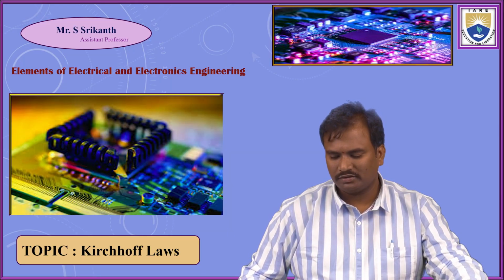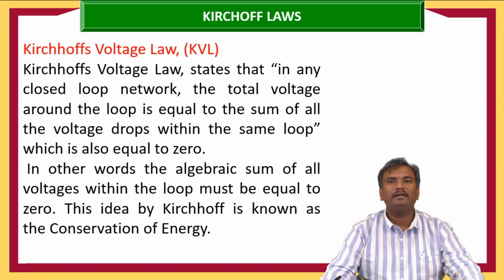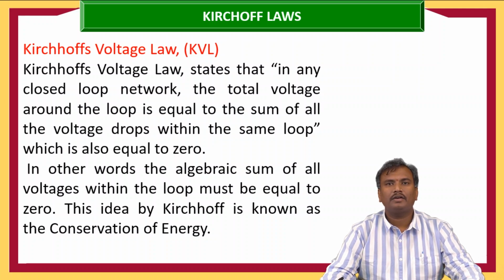In the Kirchhoff's laws, there are two different laws. In that, first one is Kirchhoff's voltage law and the second one is Kirchhoff's current law. The Kirchhoff's voltage law states that in any closed loop, the voltage across all the elements is equal to 0. That is, algebraic sum of voltage in a closed path is equal to 0.